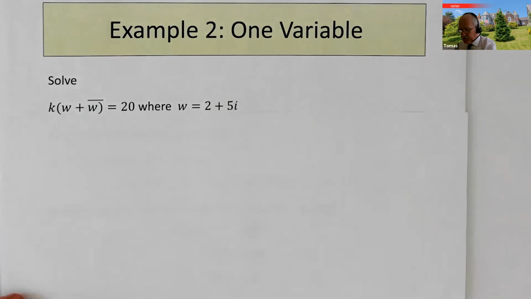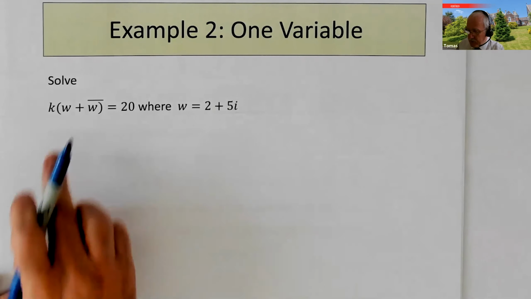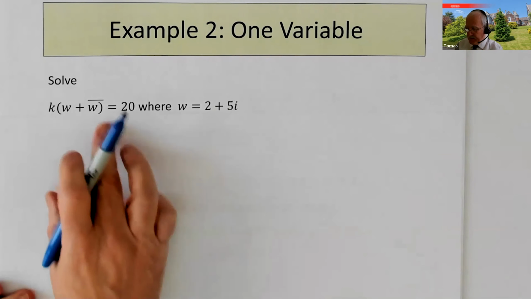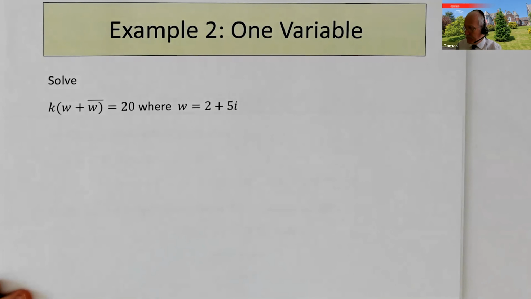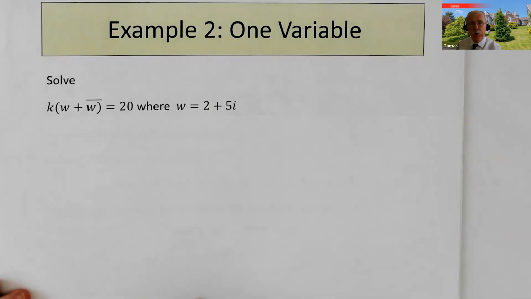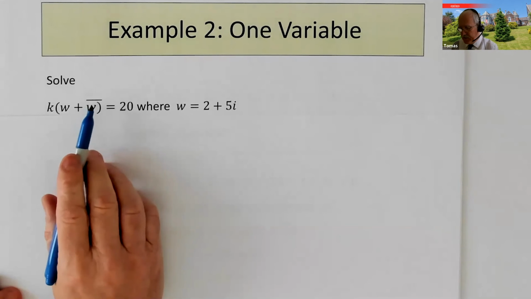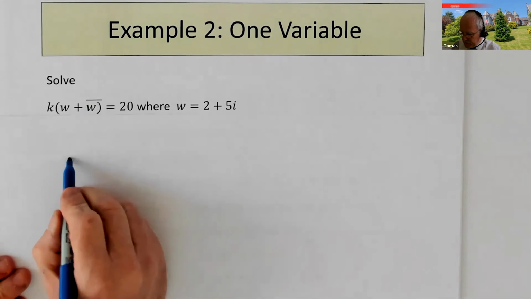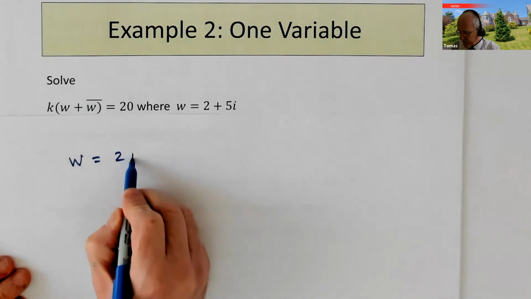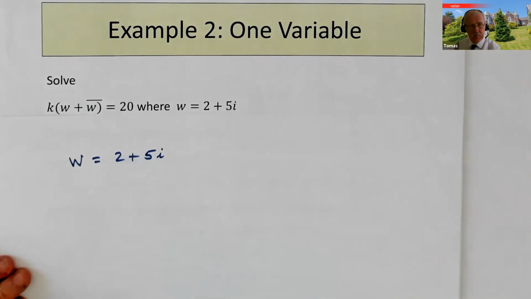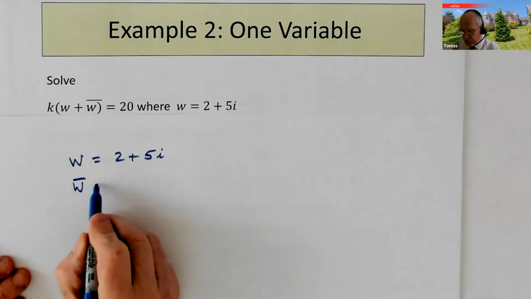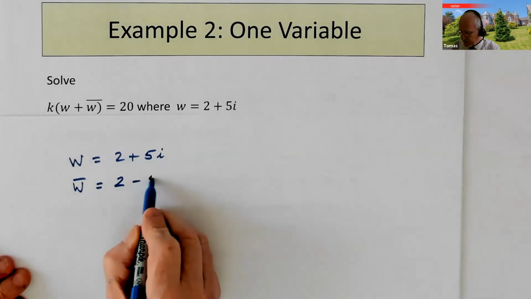Now, let's look at this question. kw plus w bar is 20, solve. Now this is where it's really important in any part of the maths that if they use a special symbol, you know what it's for. And the w bar was the complex conjugate. So they're saying that w is equal to 2 plus 5i. W bar, or its twin, must be 2 minus 5i.